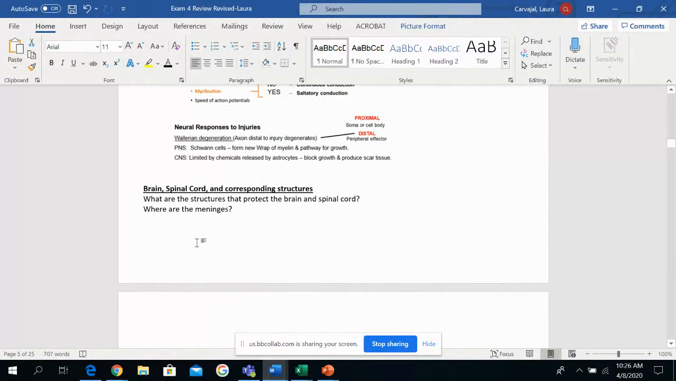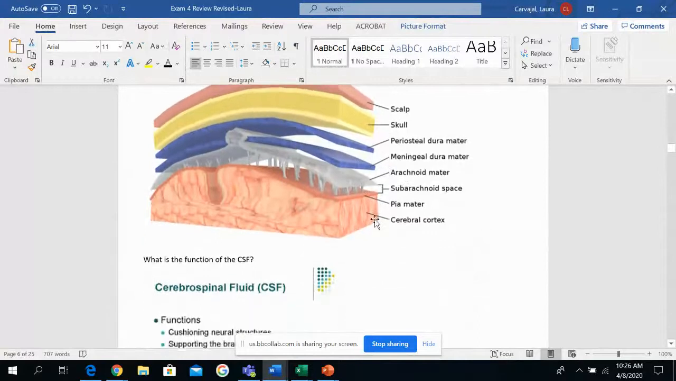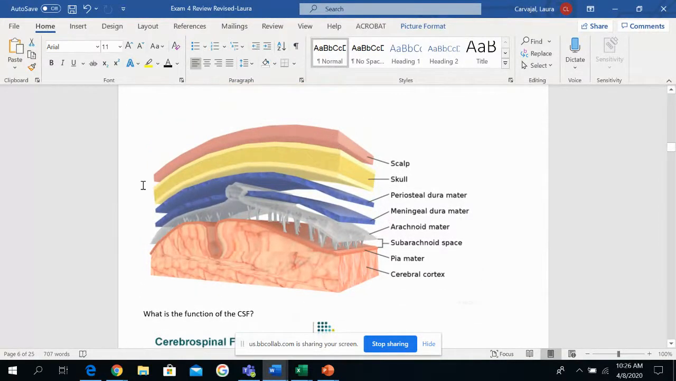What are the structures that protect the brain and the spinal cord? Where are the meninges? Here is a lovely picture that I found that shows you all the structures that protect the brain and spinal cord. Here we have the scalp, the skull, the periosteal dura mater, which essentially means, peri means surrounding, osteal means bone, and dura mater refers to that meninge. That's the part that touches the bone. And then we have the meningeal dura mater, which is the part of the dura mater that touches the meninges. But these two are together. They just separated them so that we could visualize it better.